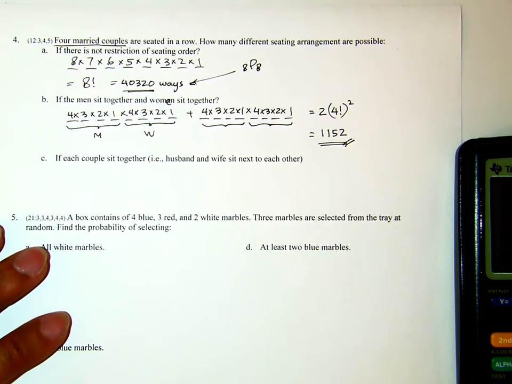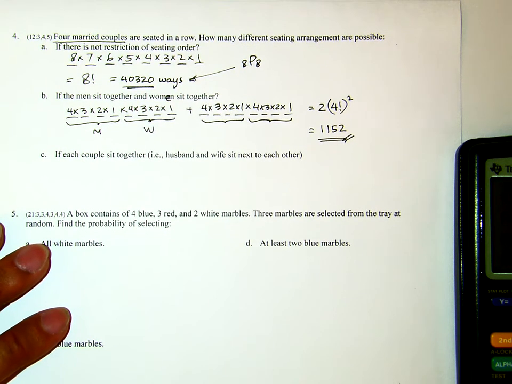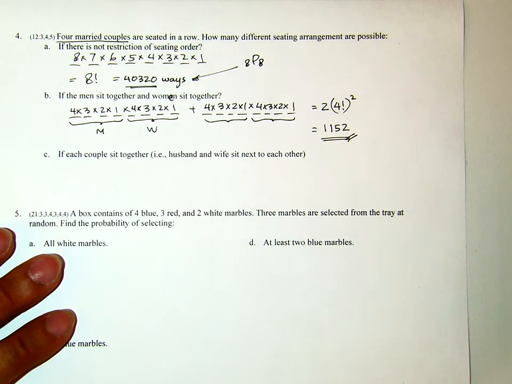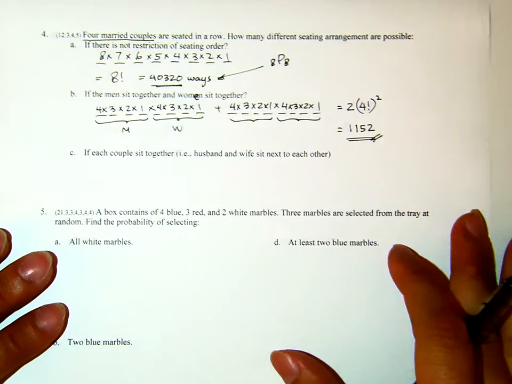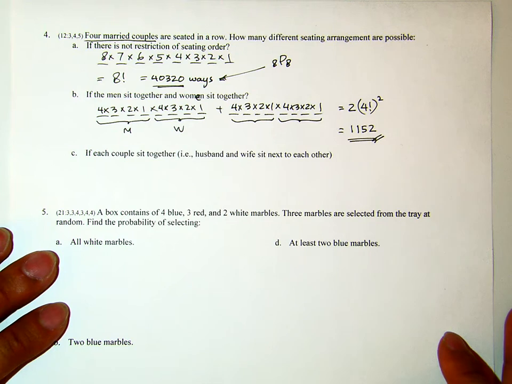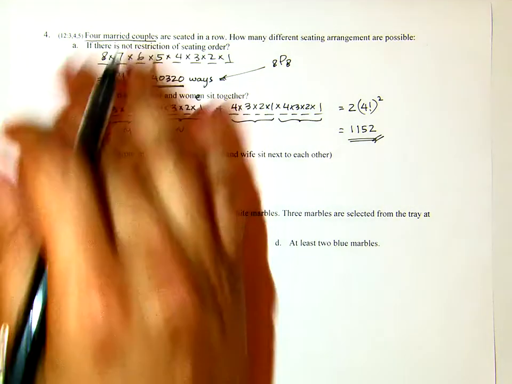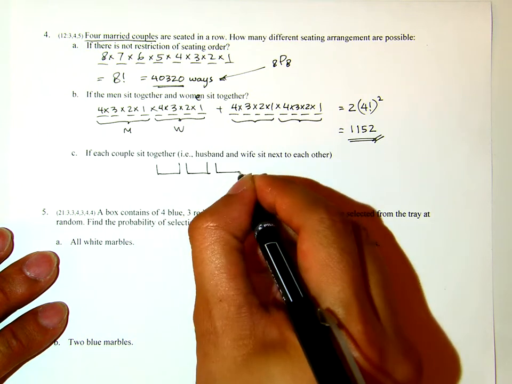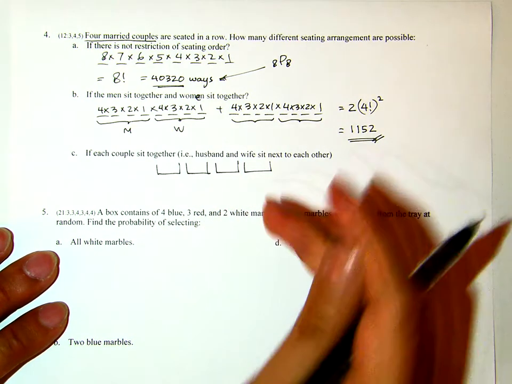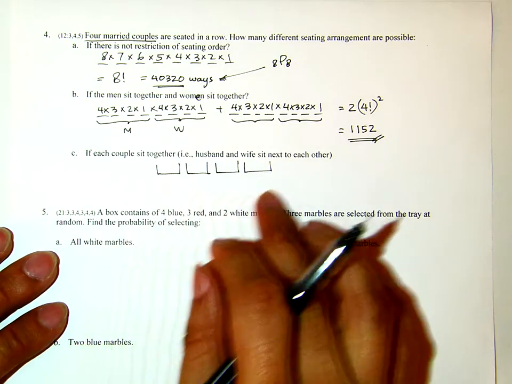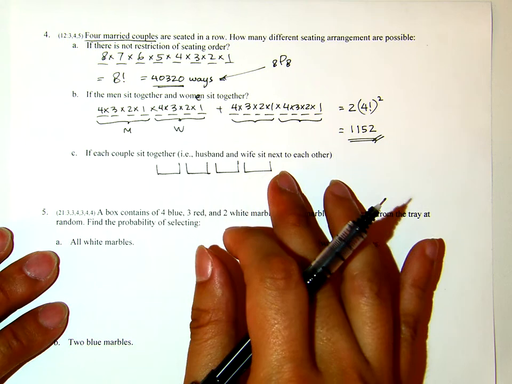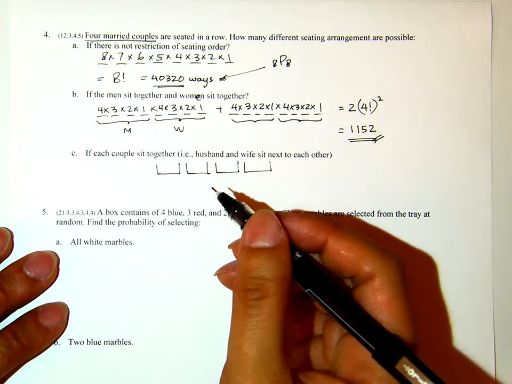Now part C, how many different seating arrangements are possible if each couple sits together? In other words, husband and wife sit next to each other. You can think of this right now. There are 4 couples which need to sit together. Now what I will do is count first how many ways you can rearrange these 4 groups as a group.